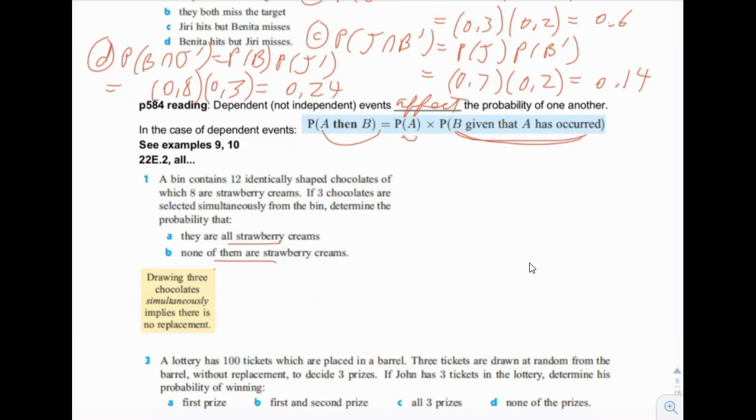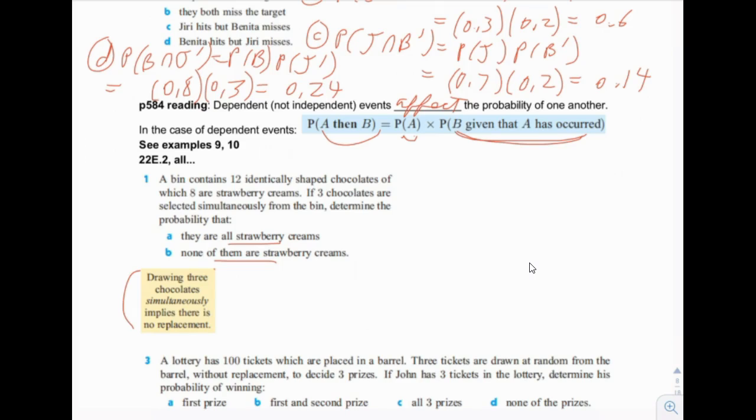So drawing 3 chocolates simultaneously implies that there is no replacement. What do we mean by that? If you're drawing things out, and you draw 1 out of 10 items, then you're going to have 9 left, right? The second item you're drawing out of a denominator of 9. The third item you're going to draw out of a denominator of 8. So every time the probability is going to be a little bit different because the composition of the bin is going to be different, right? So let's walk through this.